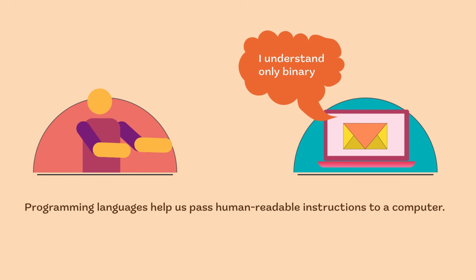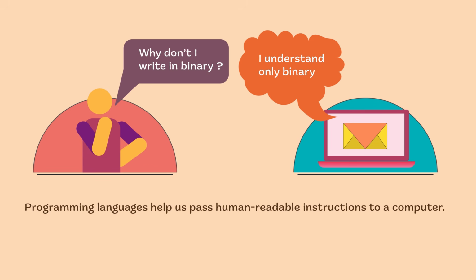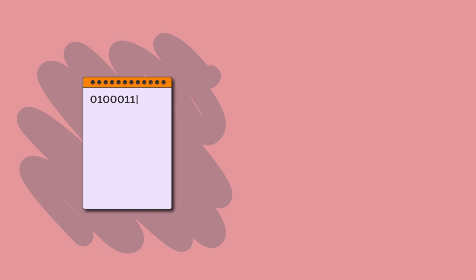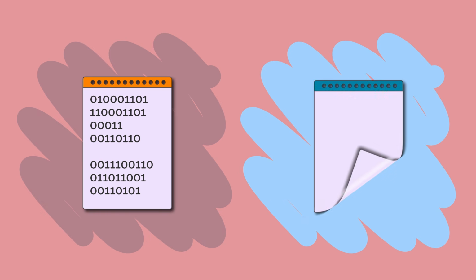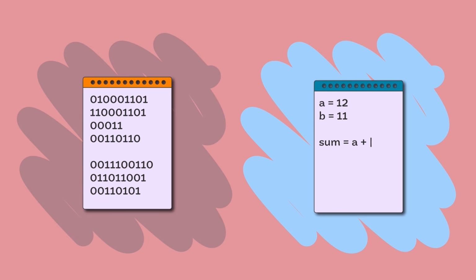At this point, one can ask, if computers understand only binary, why don't programmers just write instructions using zeros and ones? The reason is simple. It would be extremely difficult for humans. Writing large programs in binary would be slow, confusing, and extremely prone to errors. Programming languages make it easier for humans to read, write, and maintain programs. They provide clear rules and structures so developers can solve problems more efficiently.